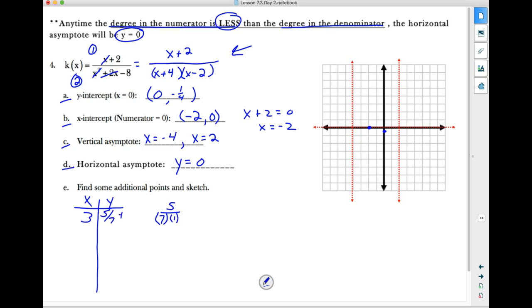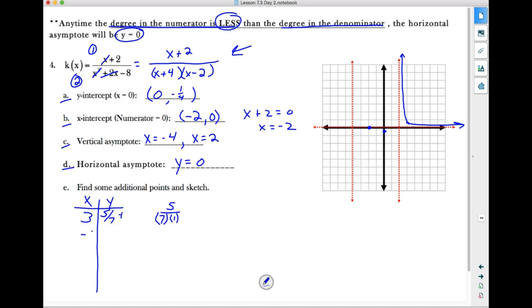So I know when I'm over here at 3, I'm going to be up at 5/7. Well, that's a bit more than a half. So because I know I can't cross that x-axis again, this dot is the only one that can. It's going to go up, and it's going to get snug as a bug in a rug down to the horizontal asymptote. Next thing I would do is I would come out to 1, 2, 3, 4, 5.